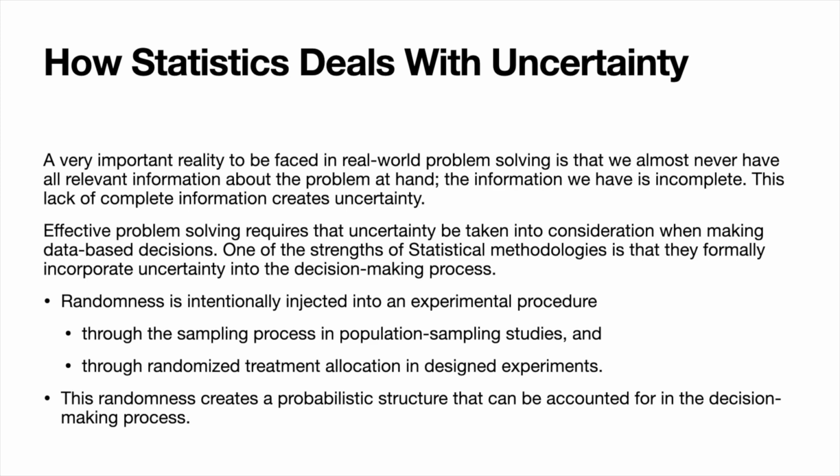A very important reality to be faced in real-world problem solving is that we almost never have all relevant information about the problem at hand and its context. The information we do have is incomplete. This lack of complete information creates uncertainty. Effective problem solving requires that uncertainty be taken into consideration when making data-based decisions. One of the strengths of statistical methodologies is that they formally incorporate uncertainty into the decision-making process.